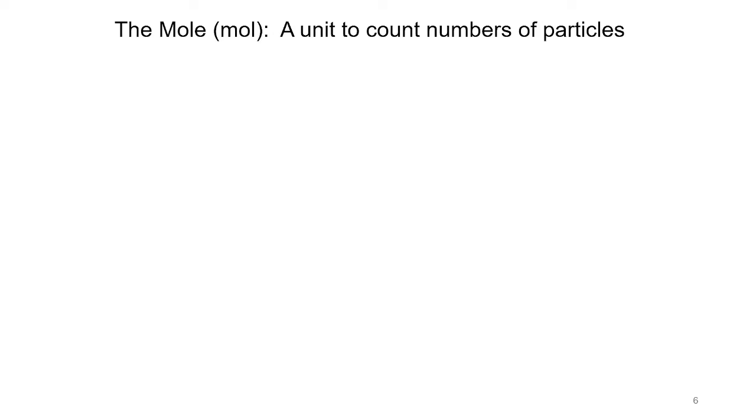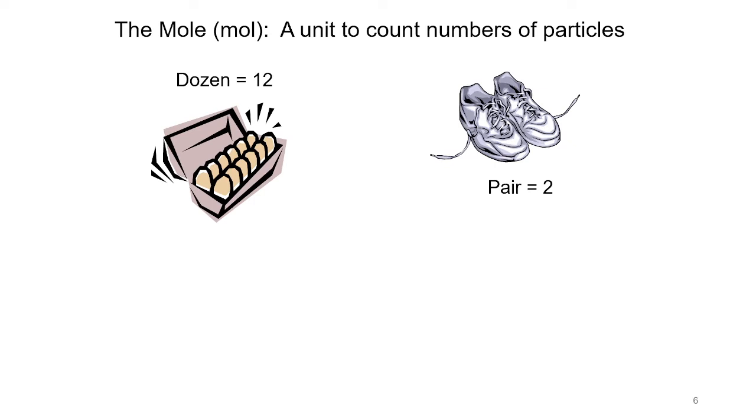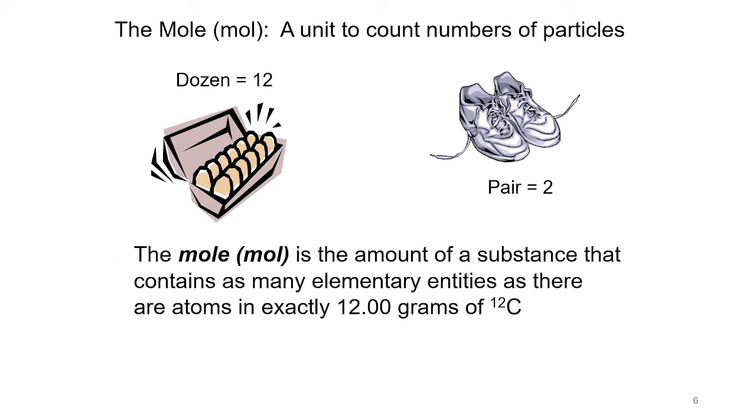another concept called the mole. So, a mole is actually a unit to count the number of particles. In that, it is somehow similar to a dozen or a pair, wherein a dozen has 12 particles or 12 eggs, and in a pair, you have two objects. So a mole is the amount of substance that contains as many elementary entities as there are atoms in exactly 12 grams of carbon 12.